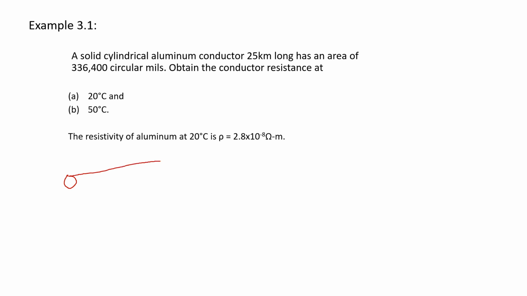This aluminum conductor has resistivity equal to 2.8 × 10^-8 ohm meter. And the length of the conductor here is 25 kilometer and the area is 336,400 circular mils. Okay, so from here, if we use the SI unit, we need to change this unit to meter square.